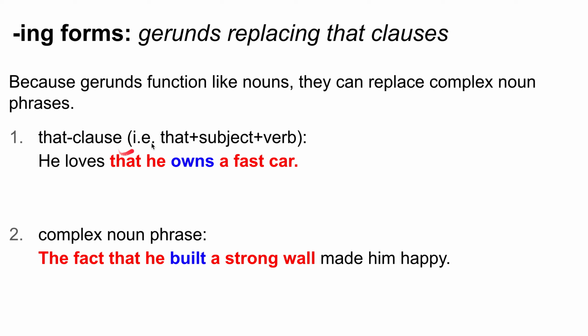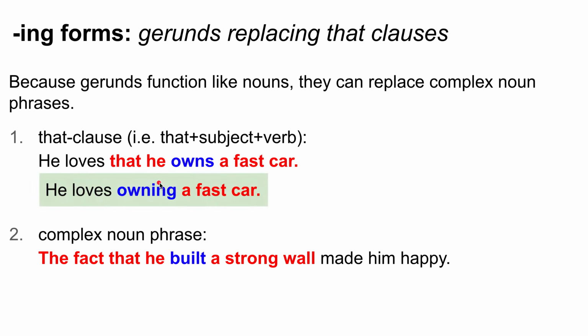He loves that he owns a fast car. We have a that, we have he is the subject, and owns is the verb. I can replace that he owns a fast car with a gerund. Here it is. He loves owning a fast car. That's it. Okay.